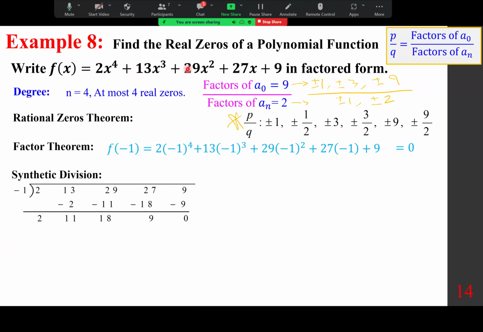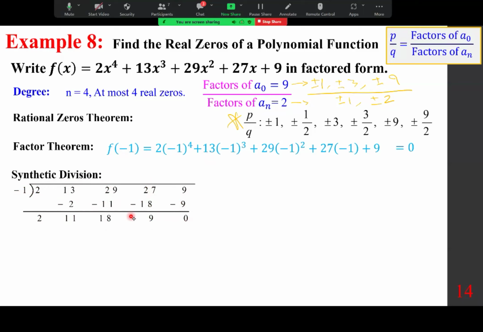You put these numbers, these coefficients, 2, 13, 29, 27, and 9 here. You put this negative 1 here. You drop the 2, just the way it is. Multiply these 2, you get negative 2. Add them up, 11. Multiply these 2, negative 11. Add them up, 18. Multiply by negative 1, minus 18, with 27, positive 9. Multiply by negative 1, negative 9, and 9, 0. And that is what is expected.